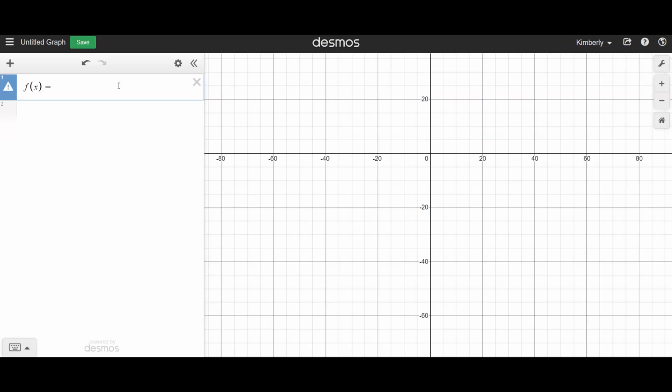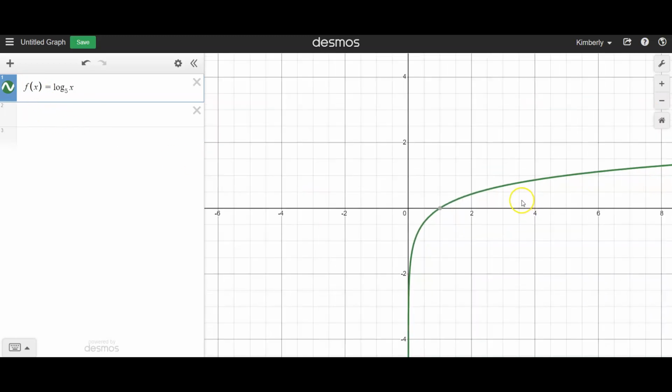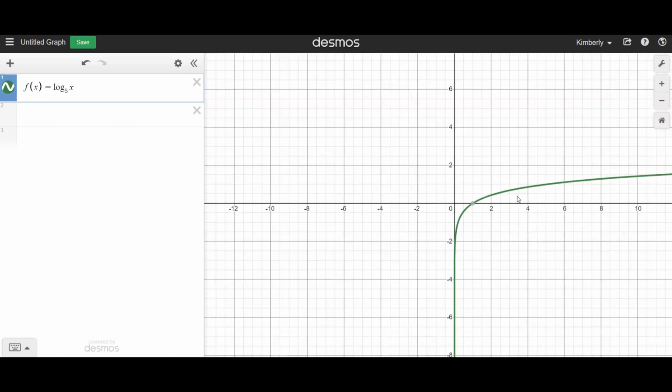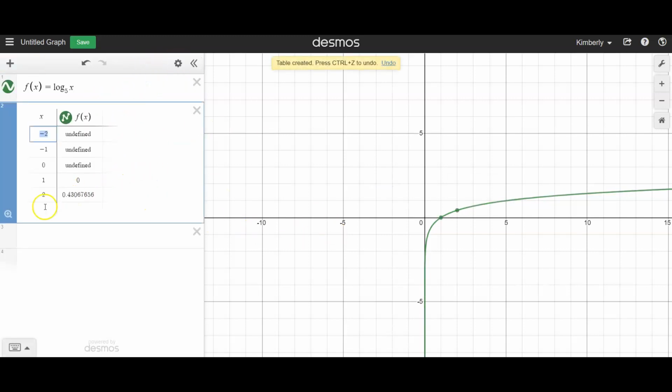So our parent function was f of x equals log base 5 of x. And if you hit this little home button, it'll take you back to the original zoom. So that's going through the point 5, 1. So it's going by 5s. It's going to start through the point 5, 1 because your base was 5. Well, looking at the table, there you go, 5, 1.